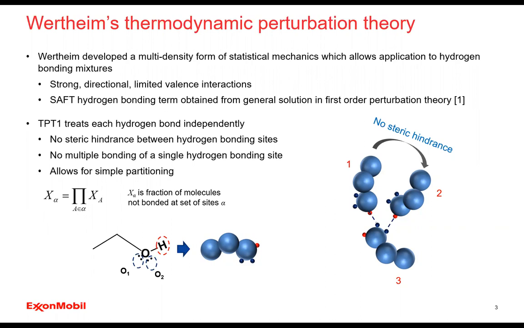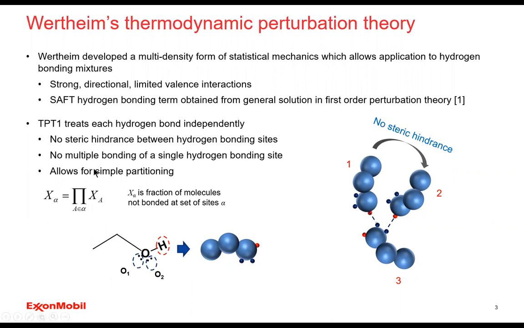Around the same time, Walter Chapman applied Wertheim's approach within first order perturbation theory to obtain a general solution for an arbitrary fluid with an arbitrary number of components, and each component could have an arbitrary number and type of association sites. He was able to attain this general elegant solution in first order perturbation theory, and it is this solution which provides the basis of the hydrogen bonding term in the SAFT equation of state.